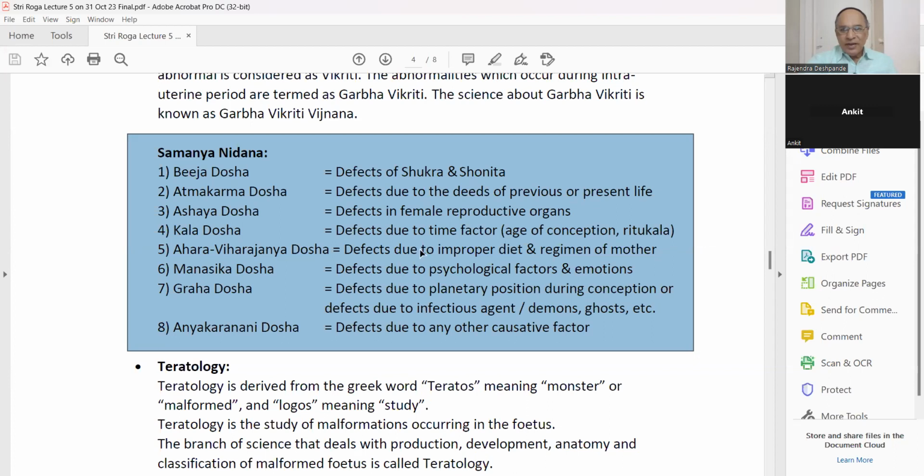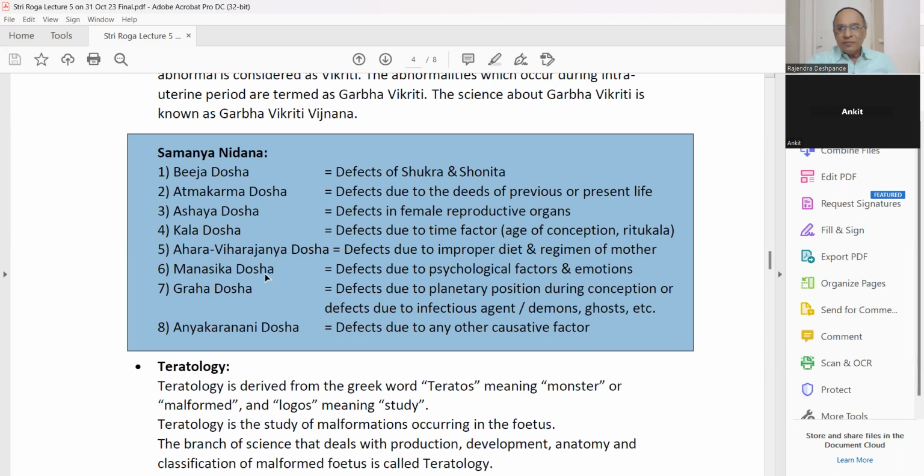Kala dosha, that is a defect. Kala means time factor, the age of conception. That means if the pregnancy is at a very early age, at 16 or 17, that can be a problem for the fetus. If the lady is pregnant after 35 or 40 years, that also can be a problem for the baby inside. Then ahara vihara janya dosha, defects due to improper diet and regimen of the mother.